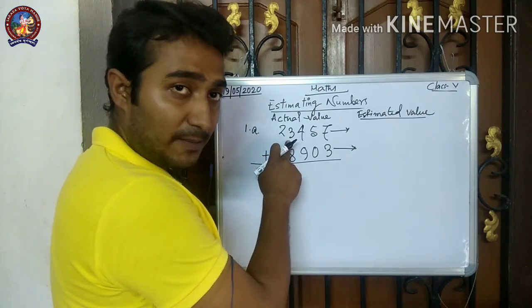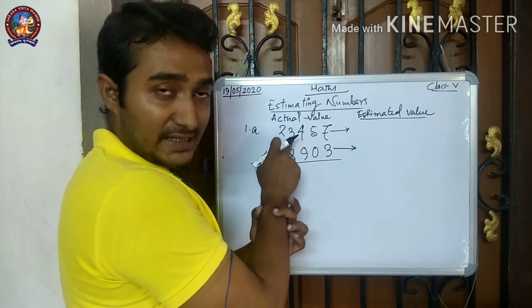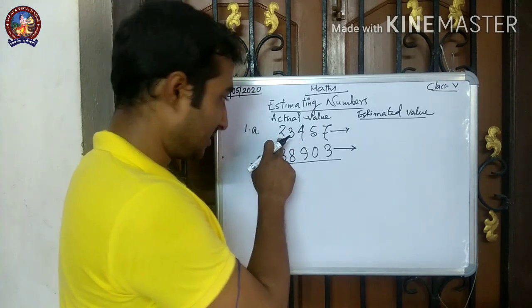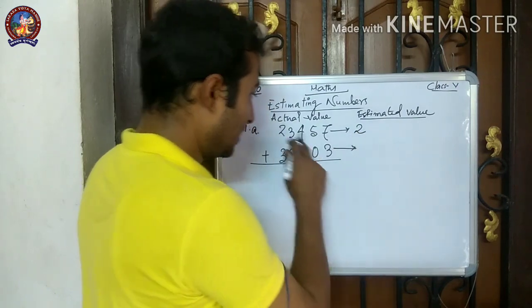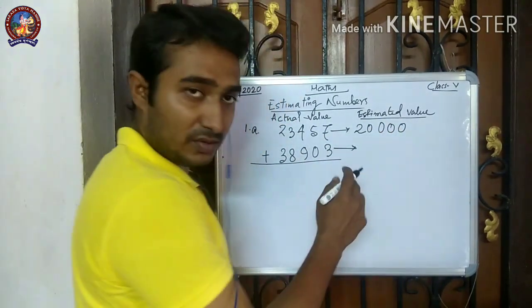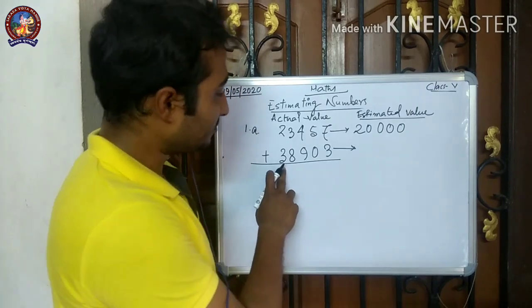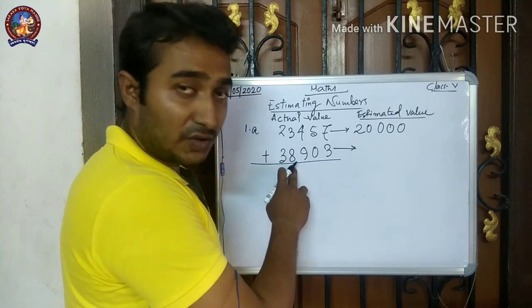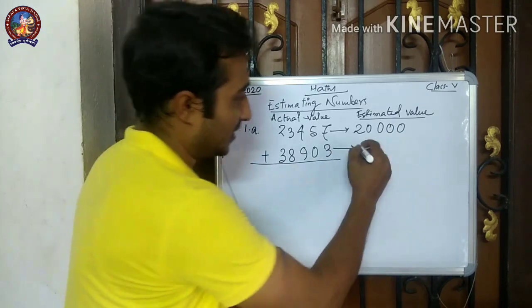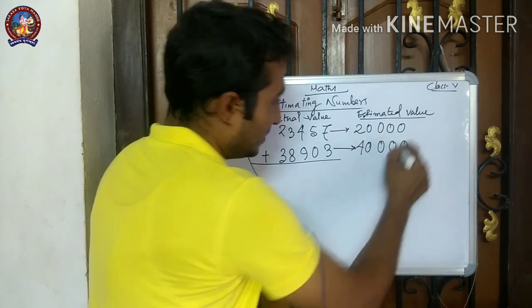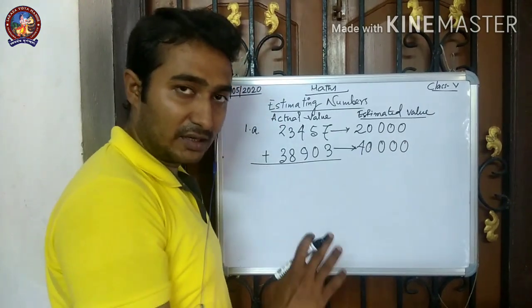Remember the rule of 5. The digit is less than 5, so 1 will not be added. So the number will remain the same. So 2 remains 2, and all the subsequent digits will become 0. Okay, and here the next digit is 8, which is greater than 5, so 1 will be added. So 3 plus 1, that is 4, and the remaining digits will become 0. Right? I think you got it.